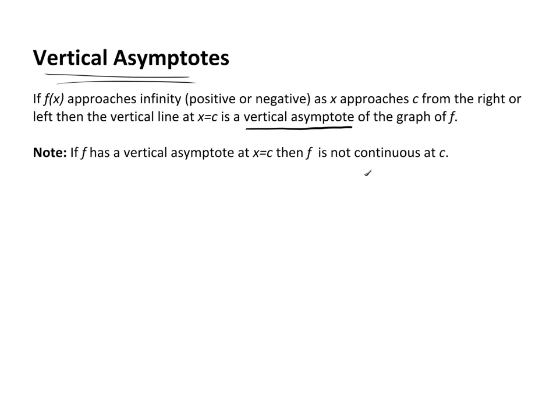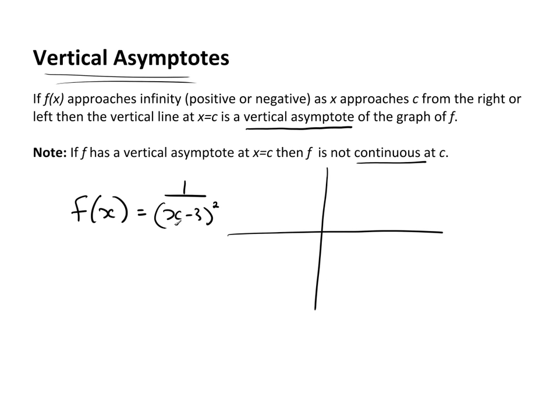Now, note here, if f has a vertical asymptote at x equals c, then also we have the idea of continuity here. f is discontinuous at c. So let's take a look at a quick graph here. I believe we already looked at this one, but just as a quick example, 1 over x minus 3 squared. When x is 3, this is 0. 1 over 0 is undefined, and that is where I'm going to end up with my vertical asymptote.